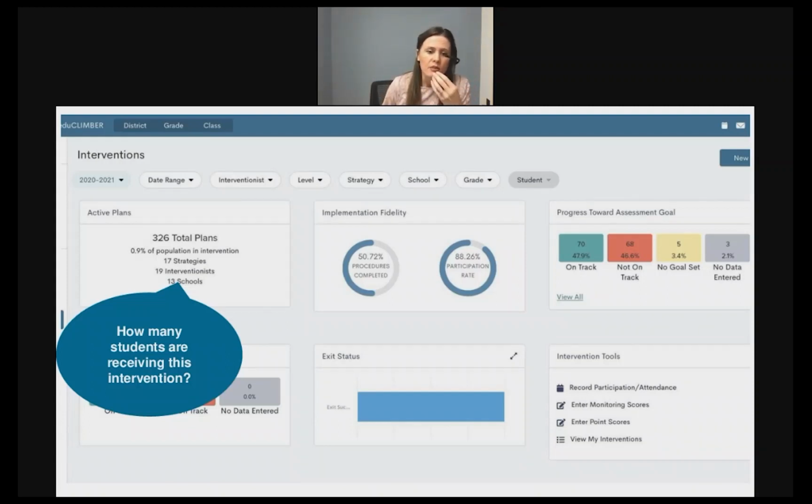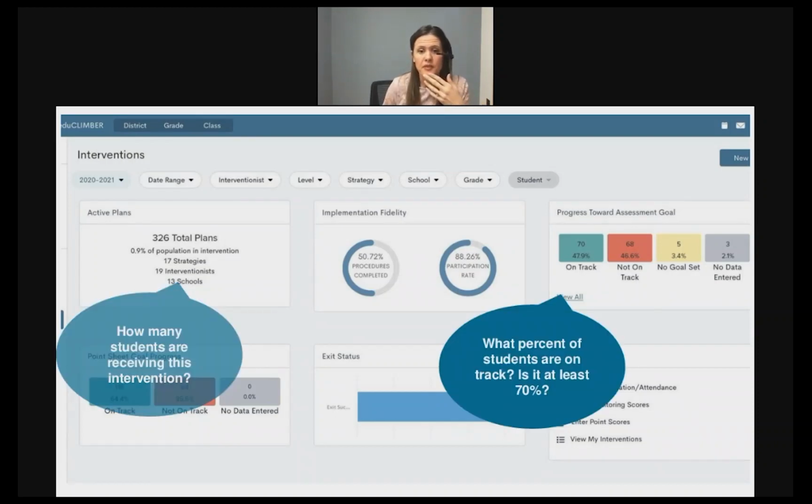So here's an example. One of the questions you would want to ask is how many of our students are receiving intervention? What percentage of the population are receiving interventions? And then what percentage of the students are on track? Are at least 70% of the students on track? Are we seeing that what we're doing, that the students are responding to it?